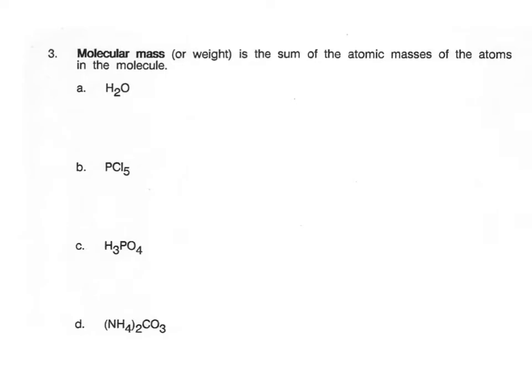For this first set of calculations, we're going to be looking at something called the molecular mass. The molecular mass, also known as molecular weight, is the sum of all the atomic masses of the atoms in the molecule. So we look at what atoms are present and we add them up and we find out what is the molecular mass. And since this is the sum of the atomic masses, the units will be AMU, atomic mass units.